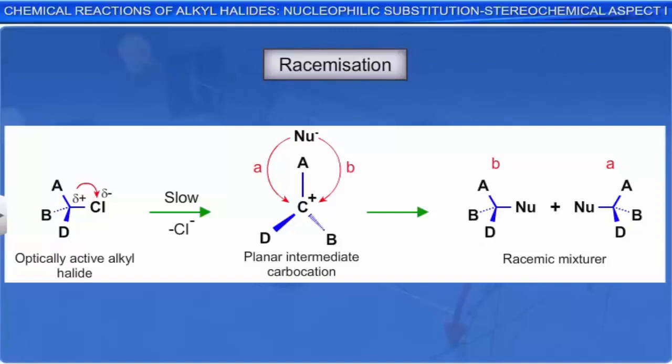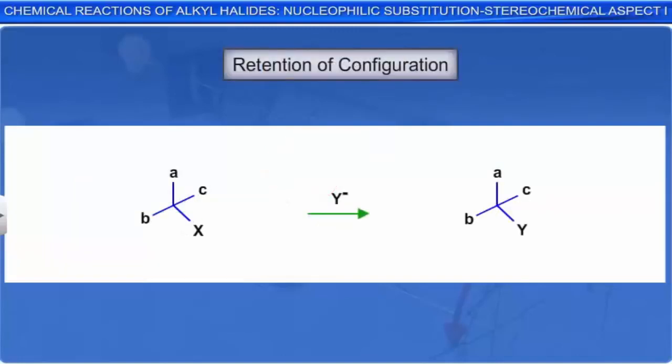Another important concept is that of retention and inversion of configuration. Retention of configuration is the preservation of the integrity of the spatial arrangement of bonds to an asymmetric center during a chemical transformation. For example, in the conversion of a chemical species Cbcd to Cbcd, the relative configuration of the reactant Cbcd is retained in the product.